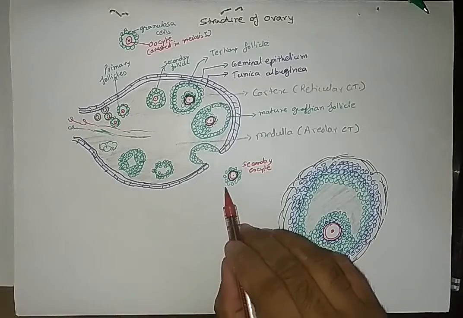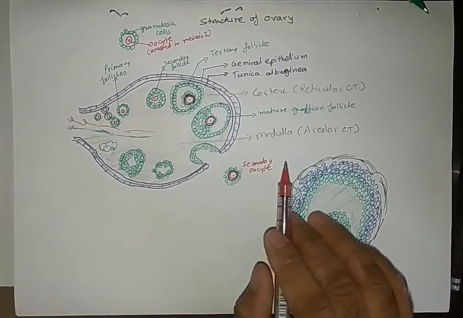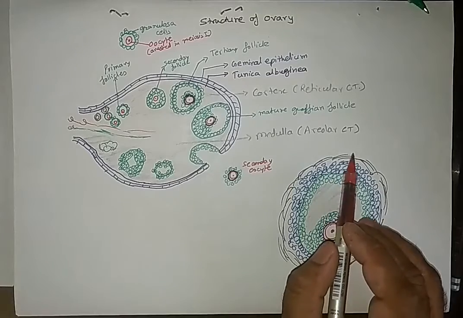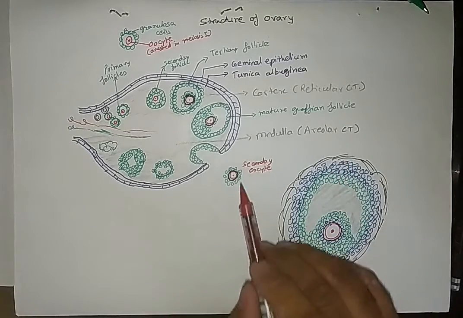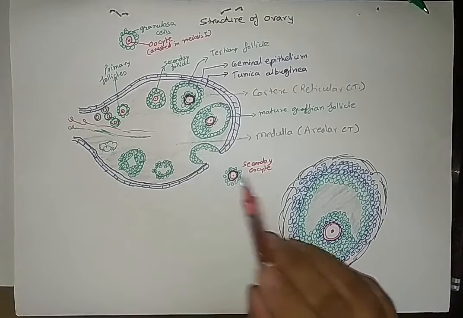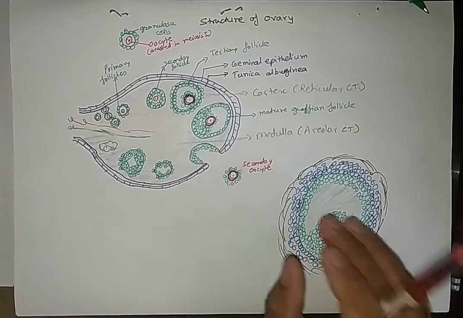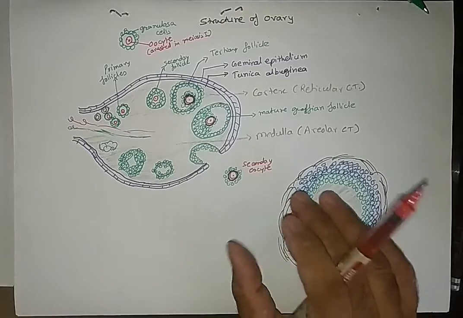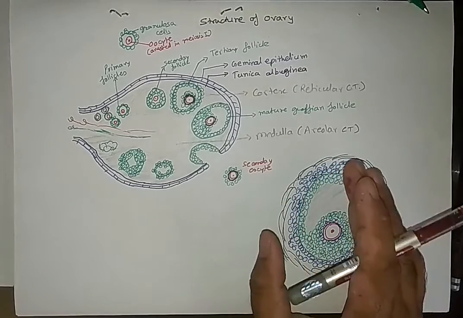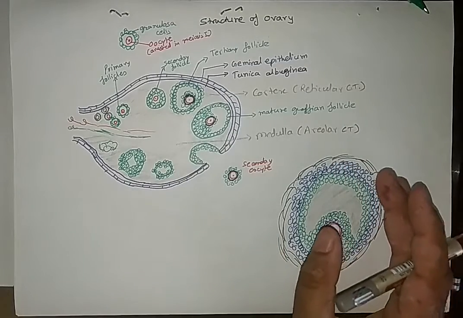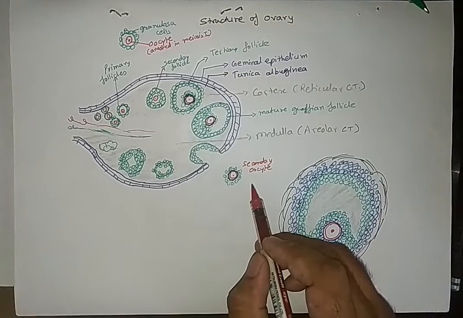Now this secondary oocyte goes into the fallopian tube, and fertilization occurs in the fallopian tube. If sperm comes, then only fertilization occurs and it forms the zygote. This zygote goes to the uterine wall and implants into it and gives rise to the embryo, and after that embryonic development happens and there is the birth of a baby.